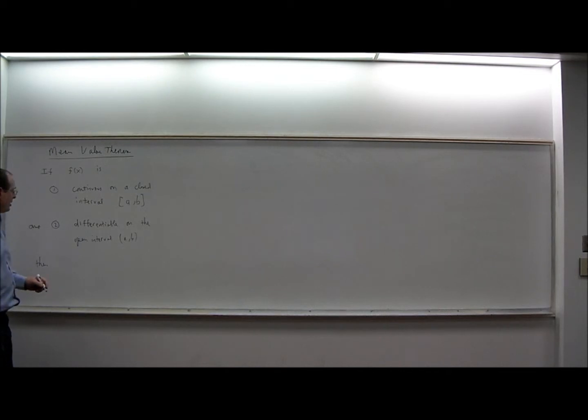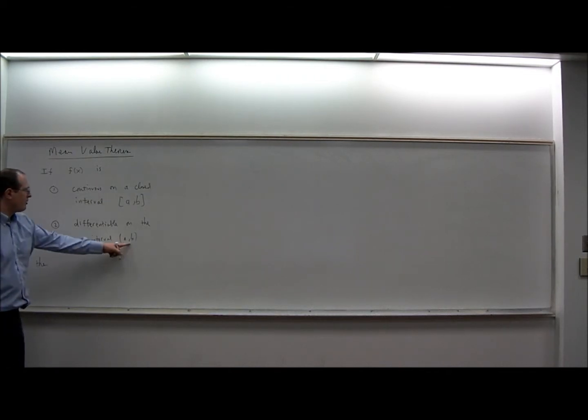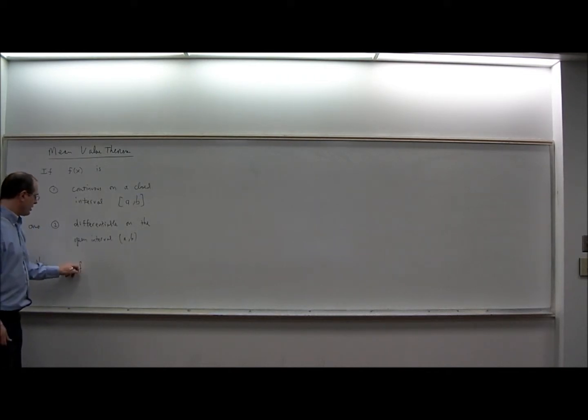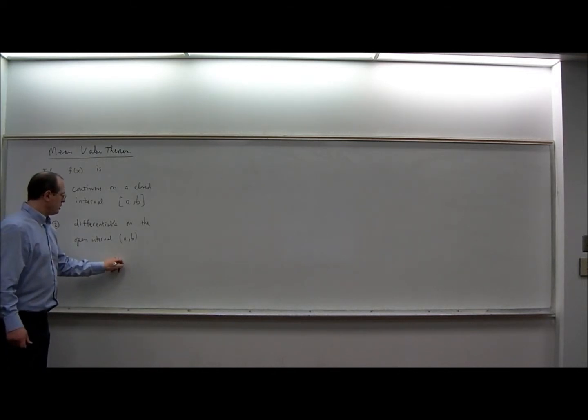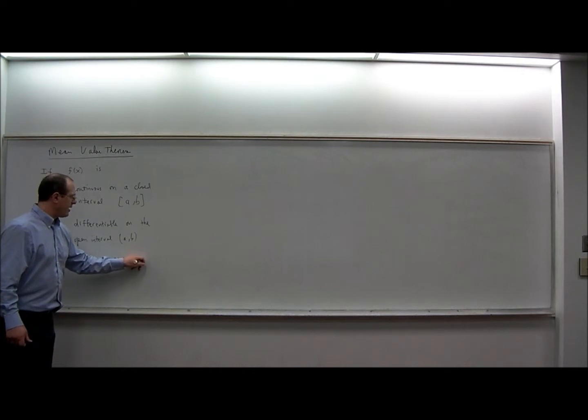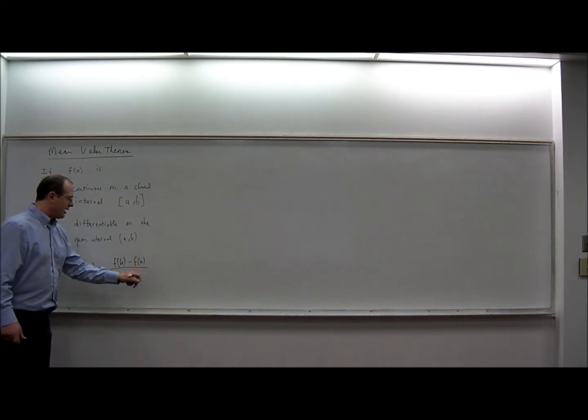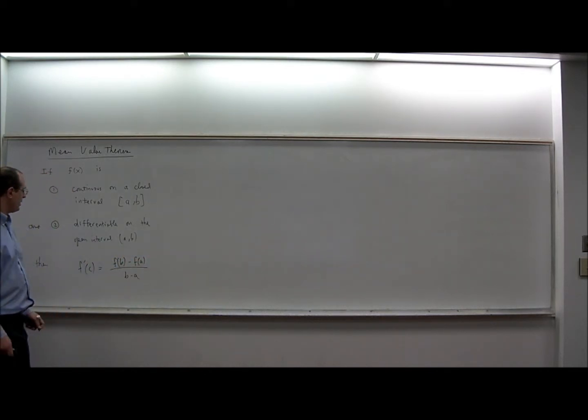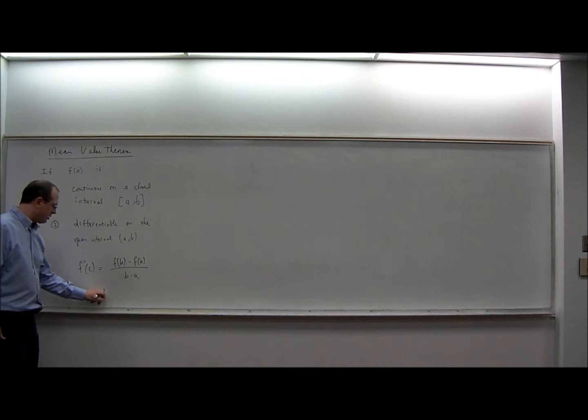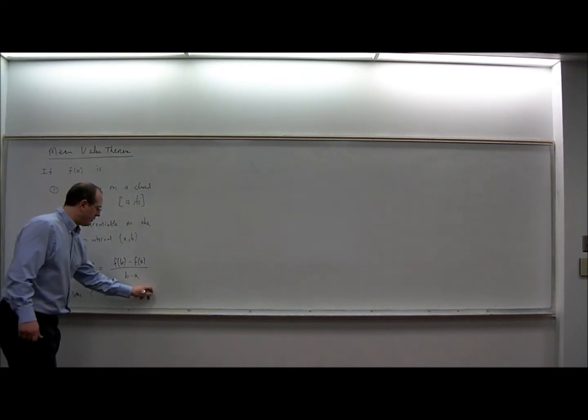Then something nice happens. Then there will be a value c somewhere between a and b, such that f prime of c will equal f of b minus f of a over b minus a. So this is for some value c, for some c between a and b.